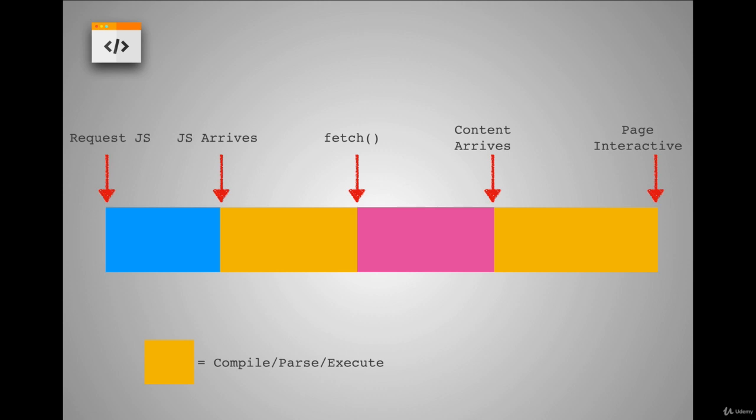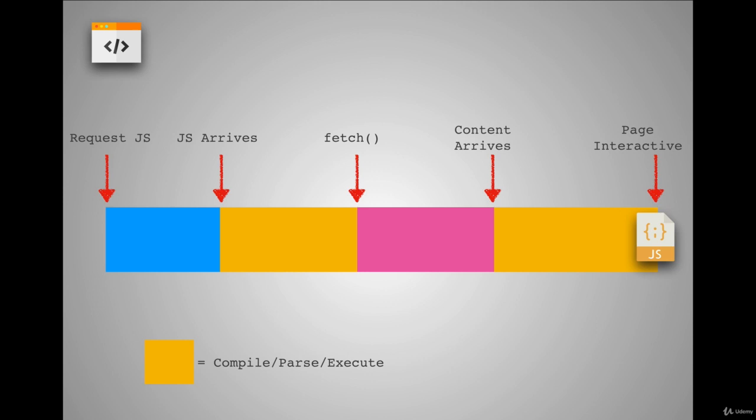So if we have JavaScript on our web page here, we request the JavaScript file because we've encountered the script tag, and then JavaScript finally arrives. We then have to run our compile, parse, execute. And then we encounter, oh, there's a fetch call in the JavaScript file. So again, we have to wait for that content to arrive to populate our JavaScript. And maybe then we have again our compile, parse, execute, and finally our page becomes interactive.